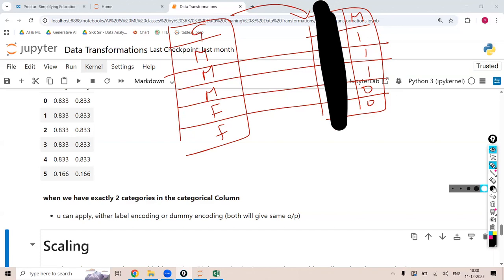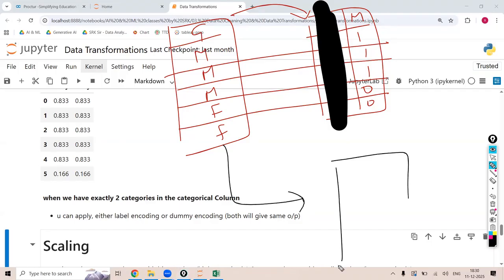Now, if I do the label encoding, what is the output I'm going to get? F has to be given 0, M has to be given 1. So automatically 1, 1, 1, 0, 0. This is the output. So if you do the dummy encoding, finally the output is the same. If you do the label encoding also, finally the output is the same.